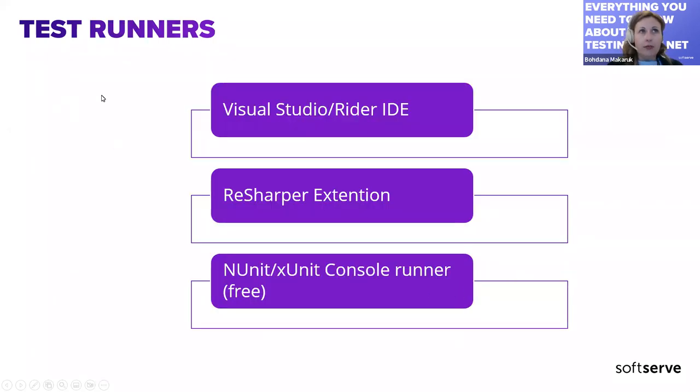Also, we need test runners to run our tests. Usually we use our IDE. It can be Visual Studio, Rider, Visual Studio Code. And also we can use the ReSharper extension, or we can use console runners for NUnit or for XUnit. They are free. For the ReSharper extension, we need a license, and the IDE's capability of running tests depends on the version of your IDE.